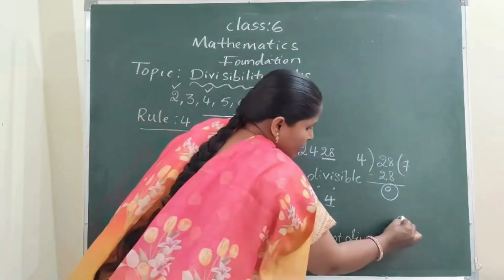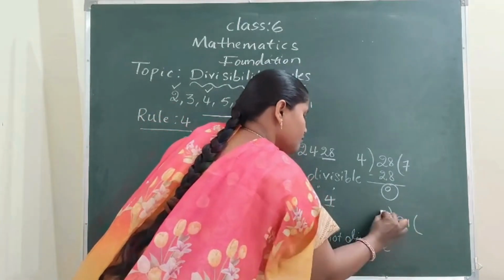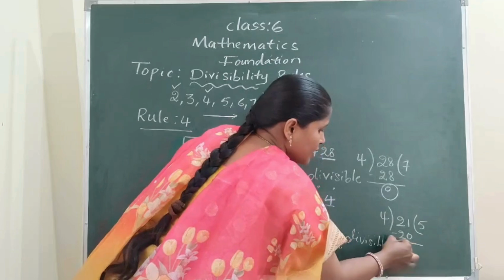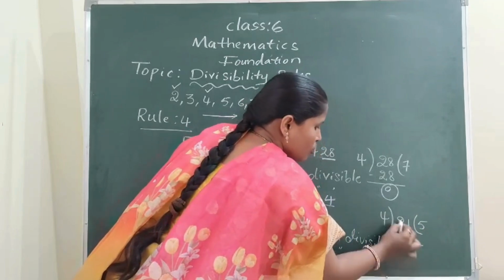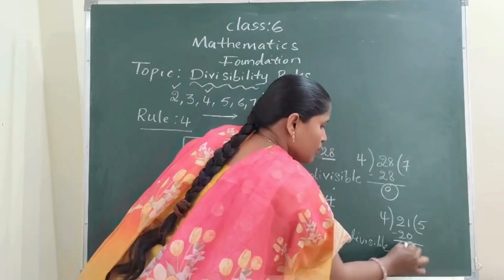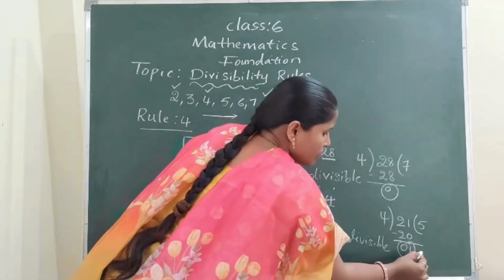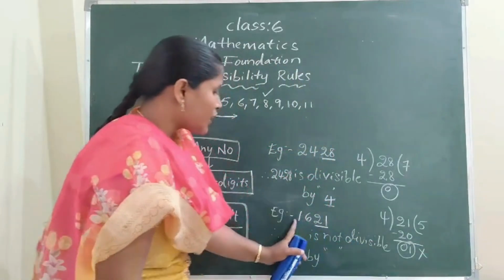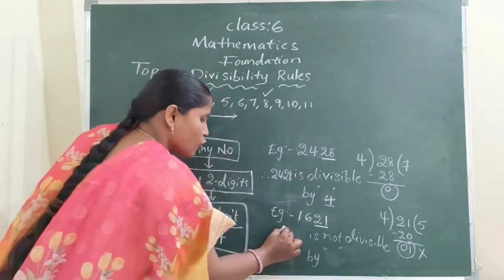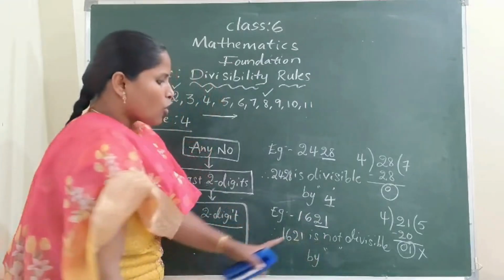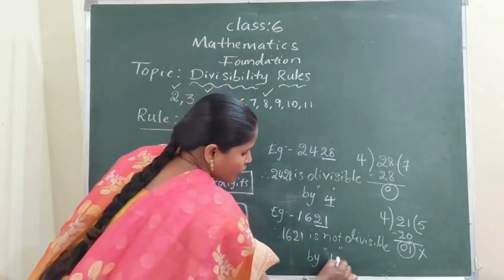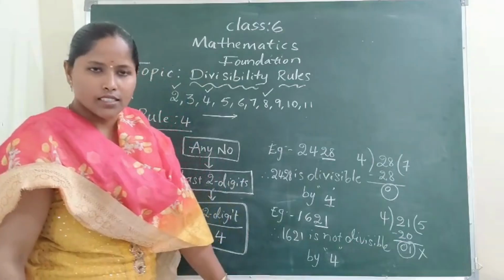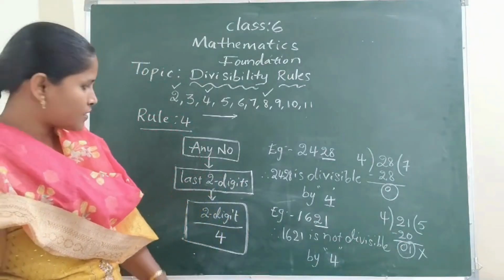Now I am dividing 21 by 4, using the 4 table. 4 5s are 20. So now you subtract it. 1 minus 0 is 1. 2 minus 2 is 0. What is the remainder we are getting? 1. So is it divisible? The remainder is not equal to 0. So 1621 is not divisible by 4. Is it clear? Yes.